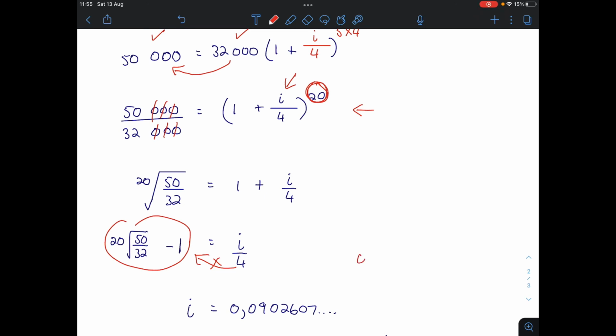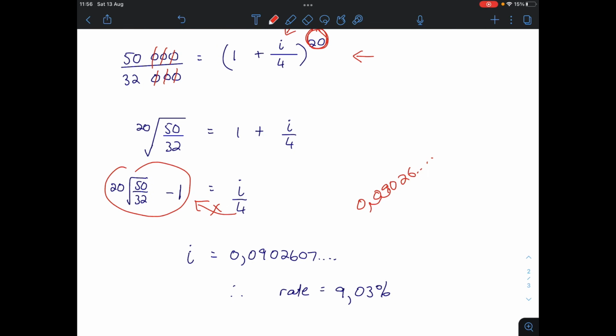That would be 0.09026 and so on. But if we want to write it back as a percentage, it's going to be times 100. So that would leave us with 9.03%. Remember, how do you get back there? It's going to be 9.03 over 100. Which will give us 0.0, that one there. Okay. Trust that you are fine with that.